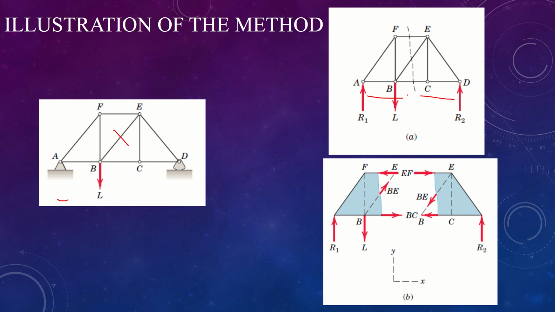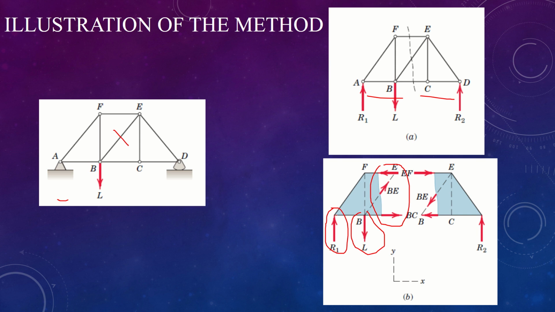If you look at the left hand section, it is in equilibrium under the action of the applied load L, the end reaction R1, and the three forces exerted on the cut members by the right hand section, which has been temporarily removed for our analysis. We can usually draw the forces with their proper sense by visual approximation of the equilibrium requirements.